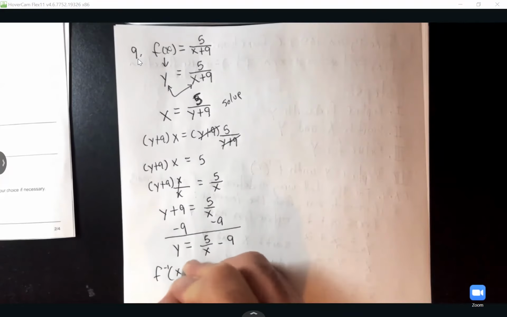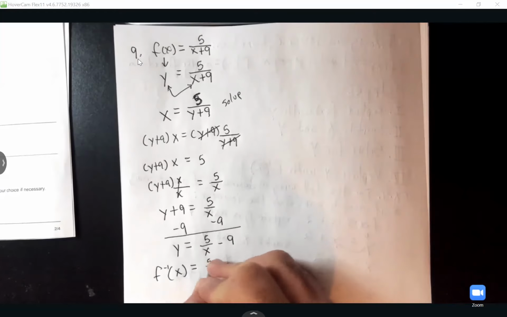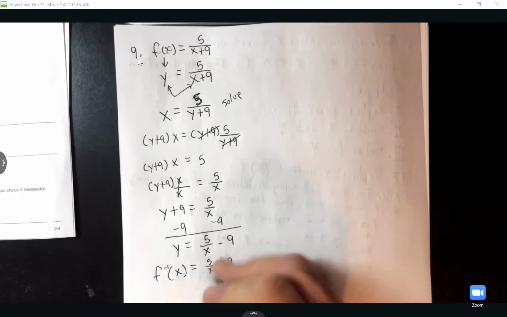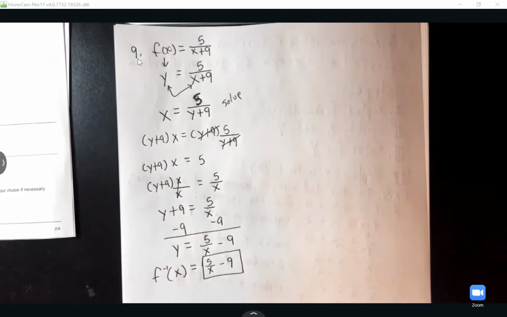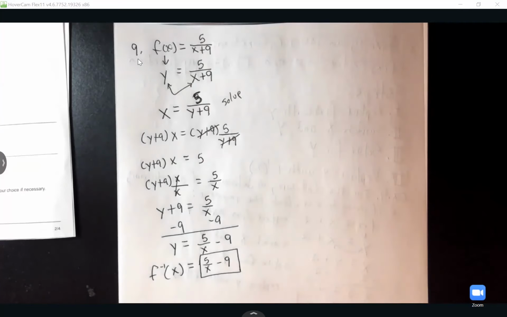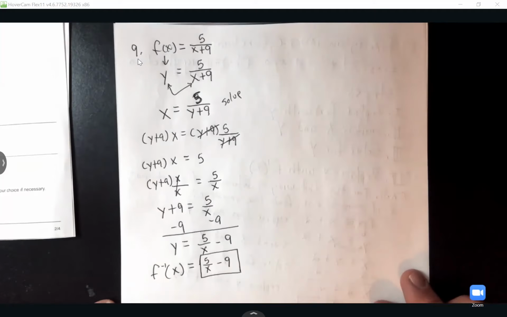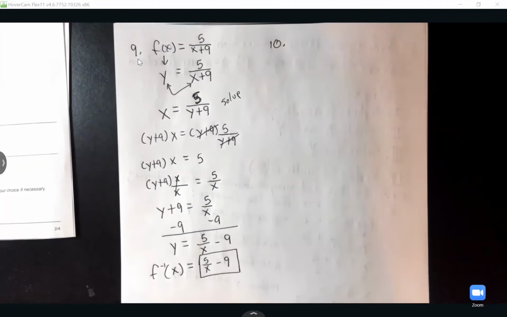So remember, MathLab is going to give you that f inverse of x. So all we do is put in our 5 over x minus 9. That's probably the trickiest one because it's got that variable sitting in the denominator. All right, I'm going to do 10 right back.